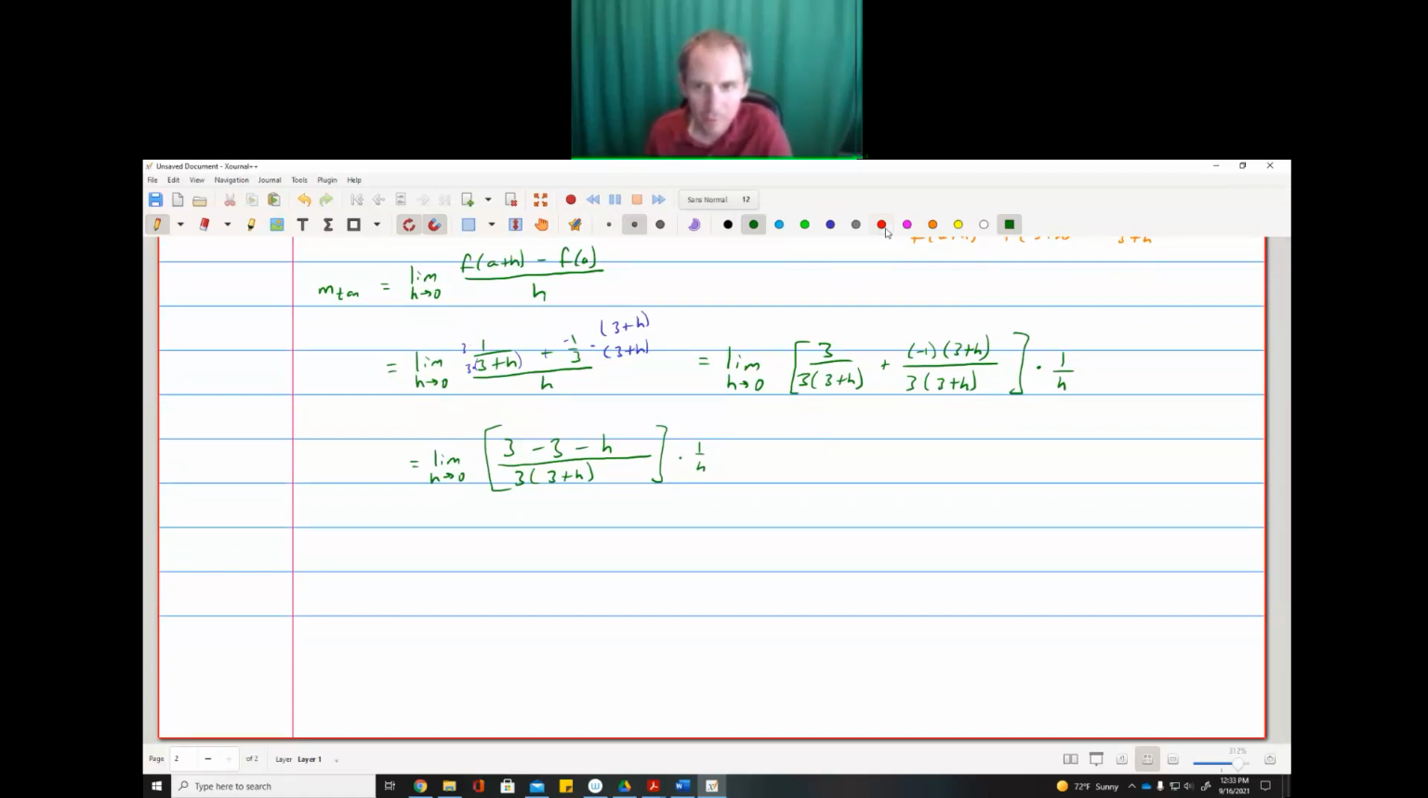All right, now I simplify. 3 minus 3 adds to 0, and my whole goal is to cancel this h in the denominator. So I'm hoping to be able to factor an h out. Well, what I'm left with is a negative h. Okay, so when I factor an h out, if I rewrite this as negative 1 times h, then I can cancel my h's, and I'm left with a negative 1 in the numerator.